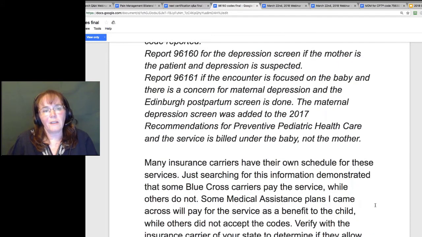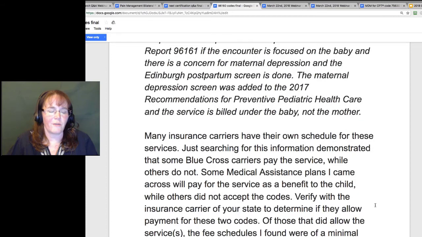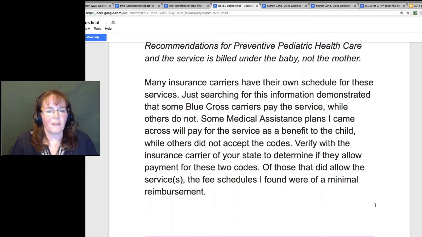So what I found, looking to give you the best information about this code, is many insurance carriers have their own schedule for these services. Just searching Blue Cross Blue Shield carriers, some might pay the service, while some Blue Cross Blue Shield carriers don't. I think I pulled up Massachusetts, Texas, Alabama, looking through a lot of the different carriers. It just depended. They all make their own rules sometimes. Some medical assistance plans paid it and some didn't. Some only pay it for a child. It just depended upon the circumstances. They might pay the 96160, but not the 96161. So it just depended upon the insurance carrier.